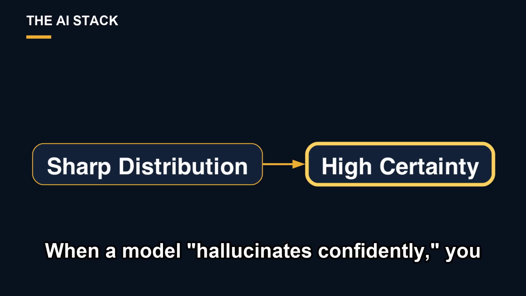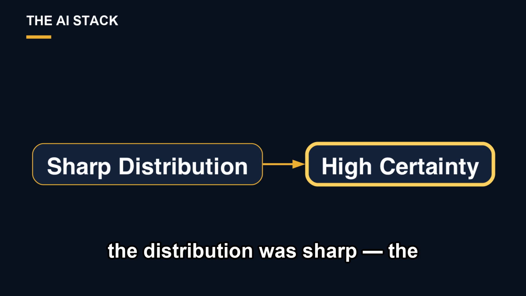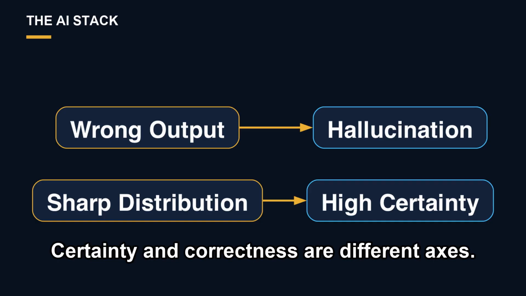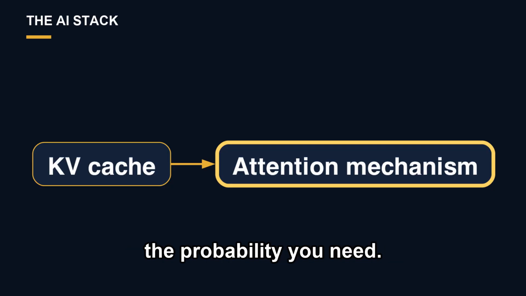When a model hallucinates confidently, you now know what that means mechanically. The distribution was sharp, the model was certain, and it was also wrong. Certainty and correctness are different axes. That single insight is most of the probability you need.